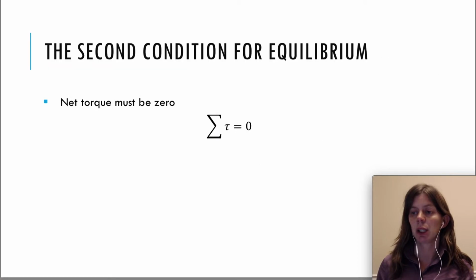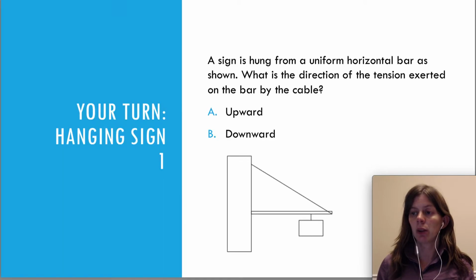Let's look at the second condition for equilibrium. This is the new one. It says that the net torque must also be 0 for your object to be in static equilibrium. This is to prevent any kind of rotation. Let's take a look at an example for this one. Same picture again. What's the direction of the tension exerted on the bar by the cable? Again, we already know that the tension is going to be away from the object, so it would be more of an upward rather than a downward direction.